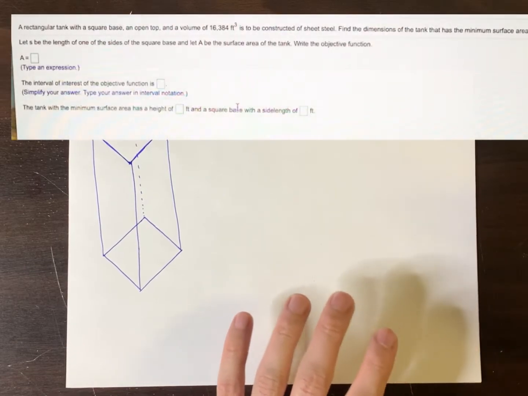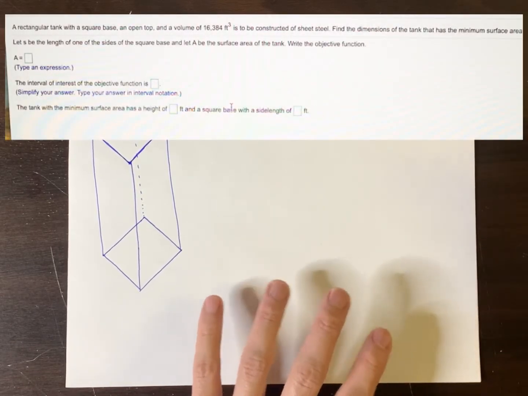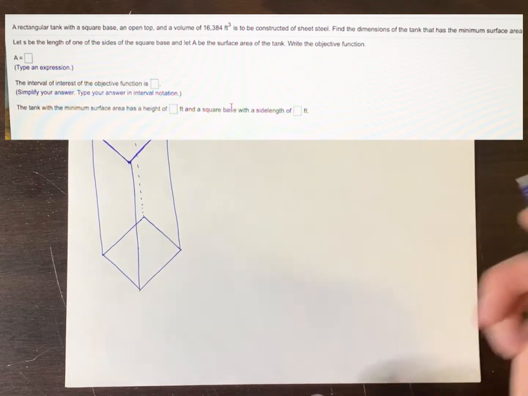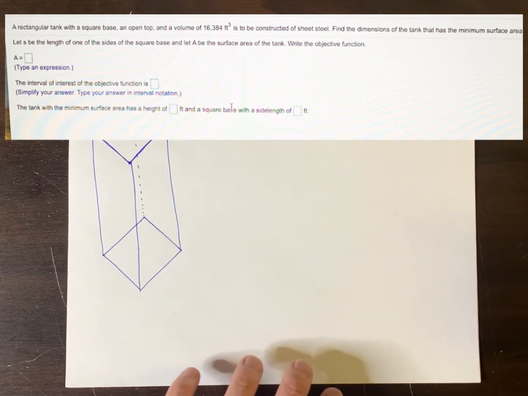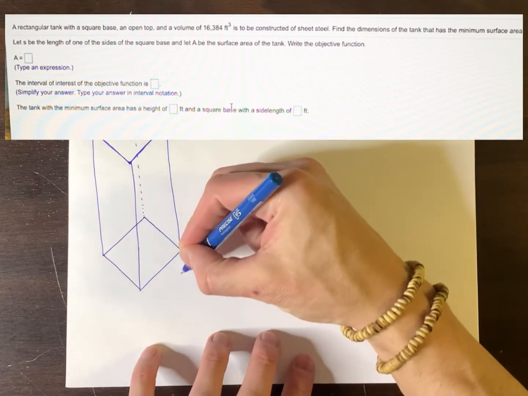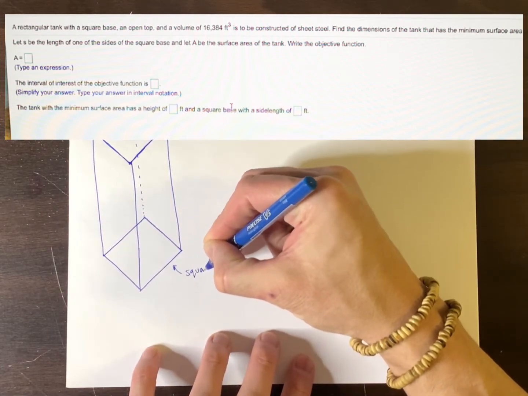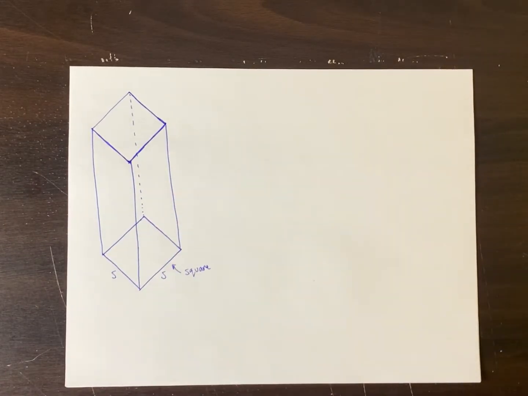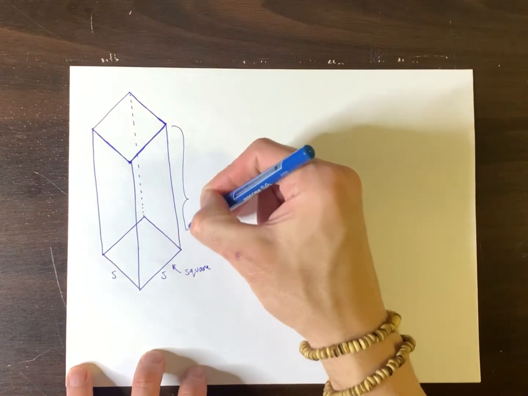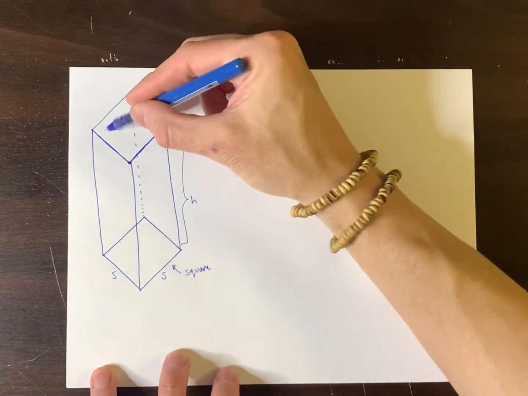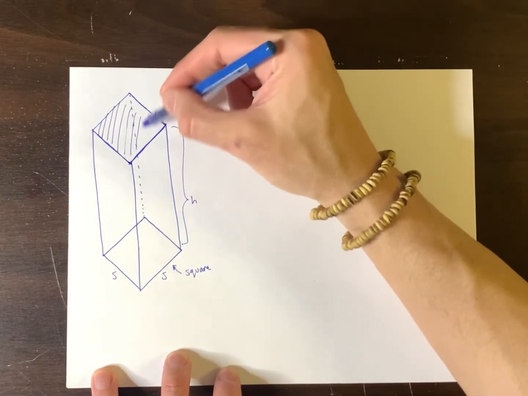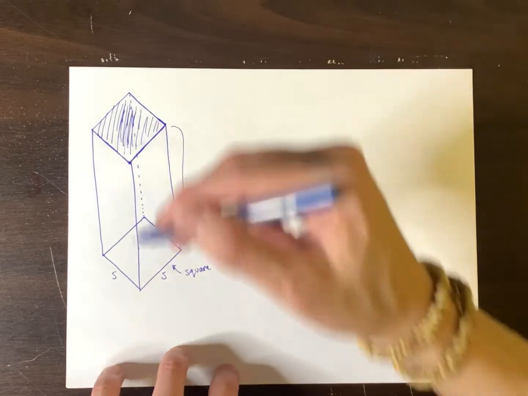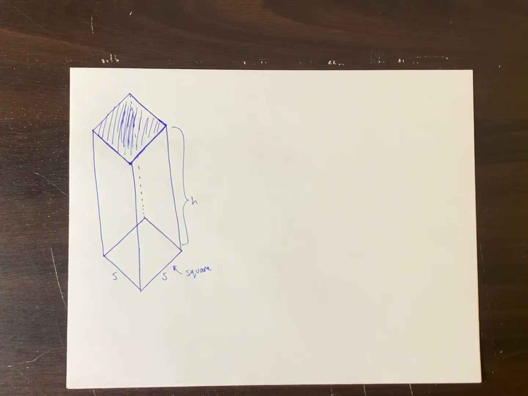So considering this problem here, I took the liberty to model the situation with a rectangular tank. Based on the directions, they said that the base is a square and the dimensions of that square are s by s. Suppose that we call the height h, and it is an open lid, so there's nothing on the top. Now the discussion here is about the surface area.